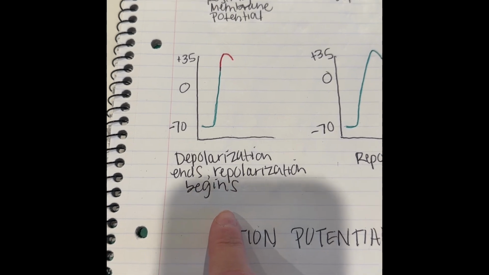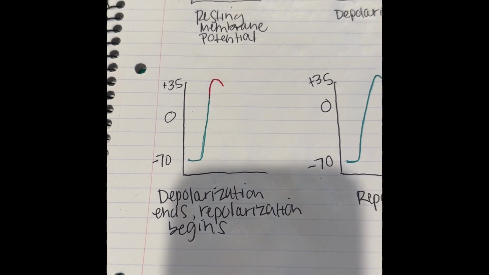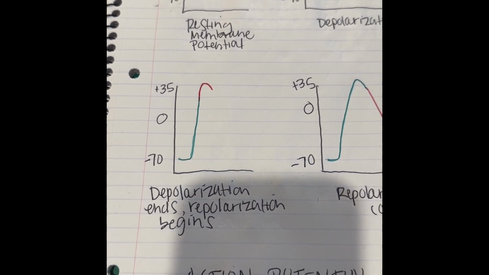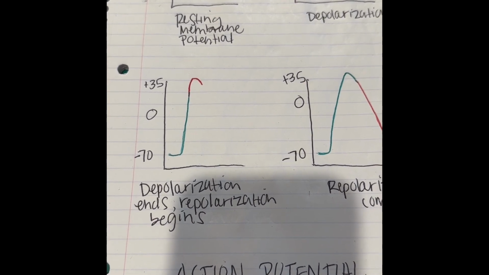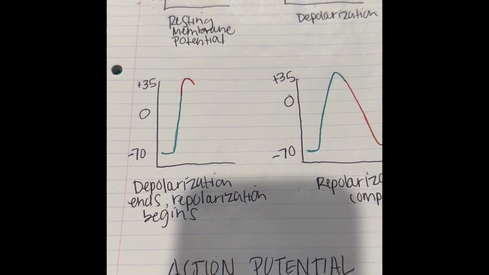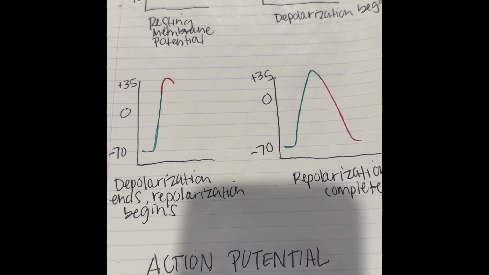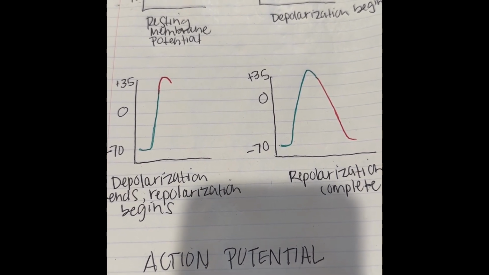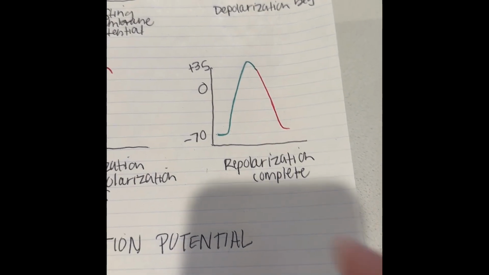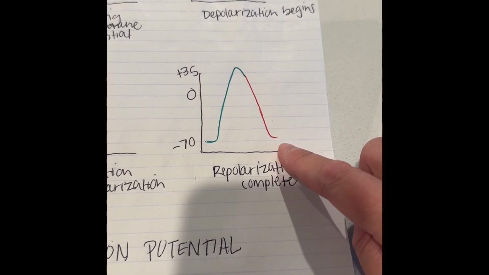So we see depolarization ends, repolarization begins. So we get all the way up to positive 35, and then it starts to come back down. So the sodium gates close and the potassium gates open, causing potassium ions to rapidly diffuse from the ICF to the ECF. The membrane potential now rapidly repolarizes as the exiting cations cause the membrane potential to become more negative, eventually returning to negative 70 millivolts. So we see here the repolarization, it comes back down to the resting potential of minus 70.